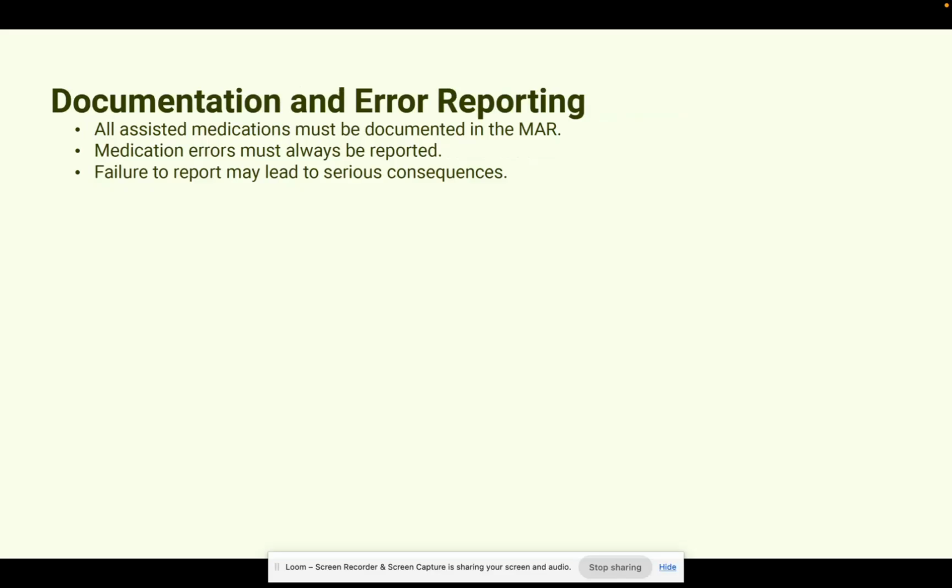Documentation and error reporting could also be a medication error report or IR, depending on the workplace. All assisted medication must be documented in the MAR. If the medication is given, there should always be a MAR or a form. MAR means medication administration record, and it should always be written there. There are some guides on the side of the MAR, like one for medication given, two for medication refused, and so on. It depends, so you will learn that when you give medication in your workplace.